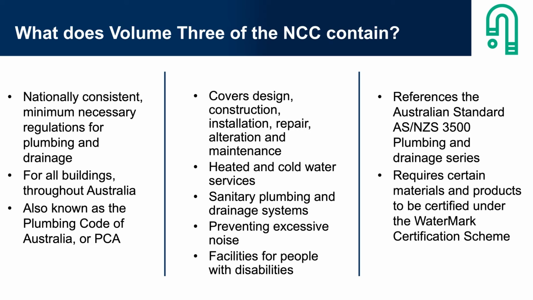For example, in NCC Volume 1, performance requirements F7P1 to F7P4 cover sound transmission and insulation in walls and floors of Class 2, 3 and 9C buildings, and would need to be met when designing and building plumbing and drainage systems in those buildings. In Volume 1, requirements for installing a sprinkler system in a building will generally involve the installation of plumbing, which will be required to comply with the appropriate provisions in Volume 3.